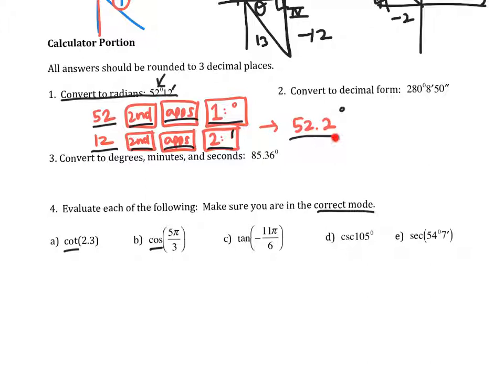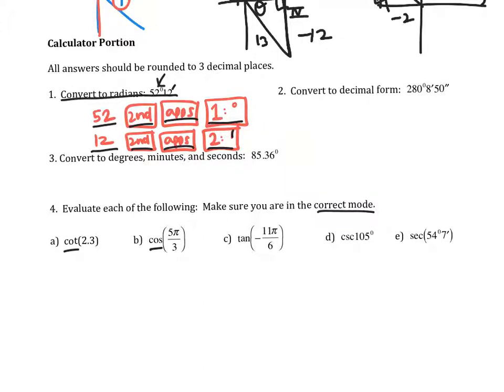So once you have 52.2 degrees, which is equivalent to 52 degrees and 12 minutes, you want to convert to radians. The way you convert to radians is you have your 52.2 degrees, and then you multiply by pi over 180, because that's the conversion factor. If you do that and round to 3 decimal places, it's going to be 0.911.